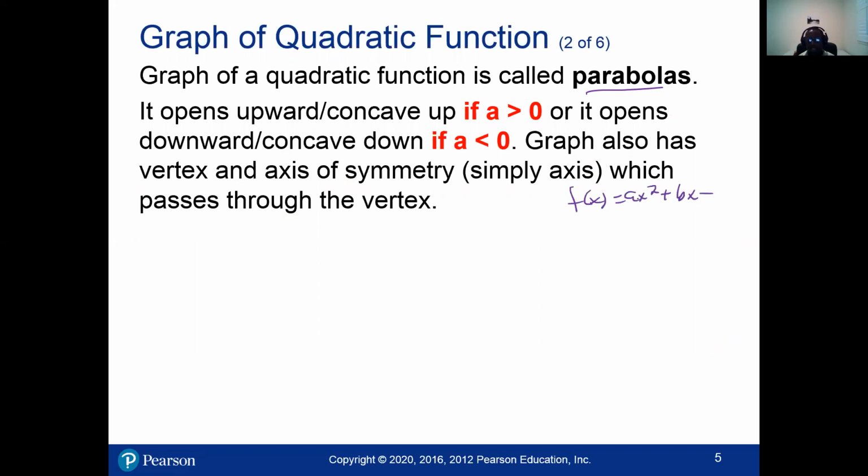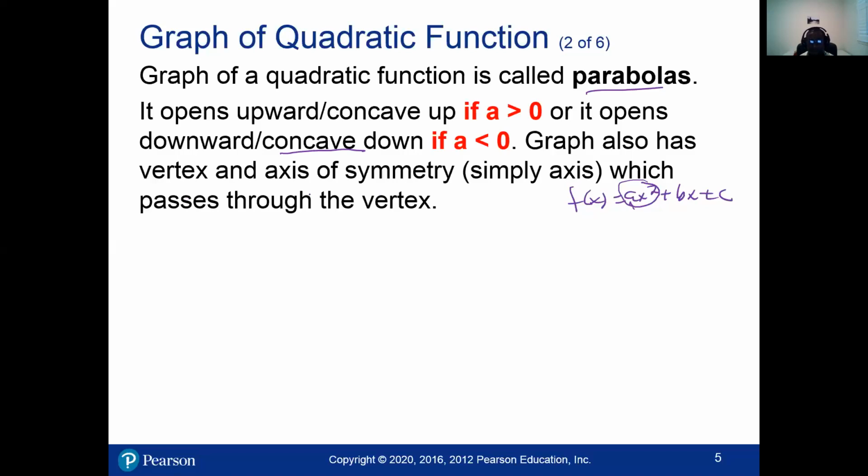plus c. Now the graph, how it looks, will depend on this particular term here, especially the a. If a is positive or negative, what happens? We say that the graph, the parabola, opens upward, or it is concave up, if a is greater than 0. In other words, if the coefficient of the x squared is positive, then we have concave up. On the other hand, if it is negative, we have concave down, or we say that it opens downward.